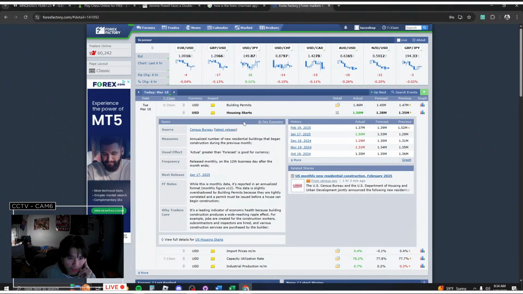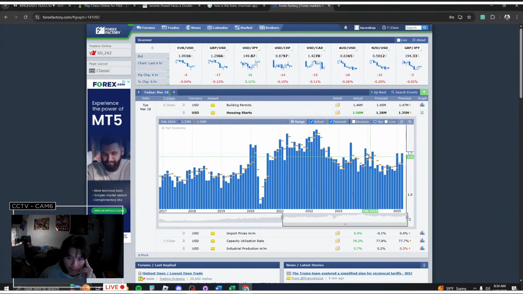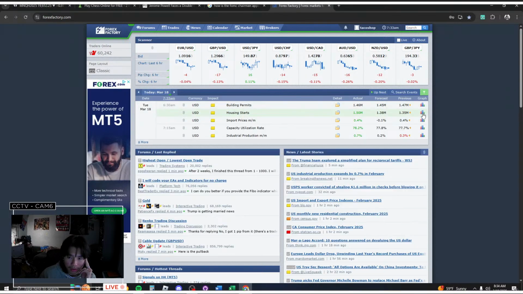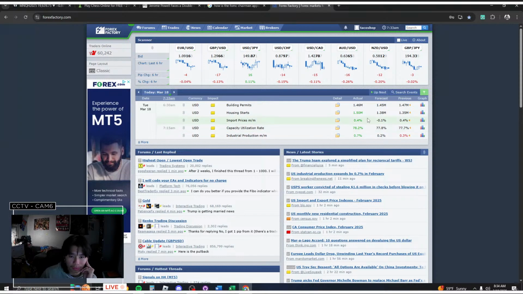So let's see. Housing starts is essentially an annualized number of new residential buildings that began construction during the previous month. Right, so we began building about 1.5 million houses. Not too bad. Well, yeah, I mean, the cost of imports is going to increase now.